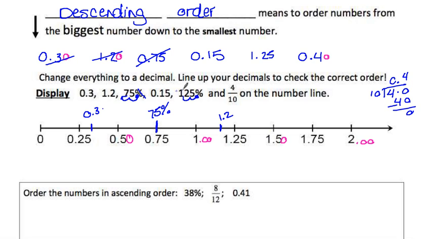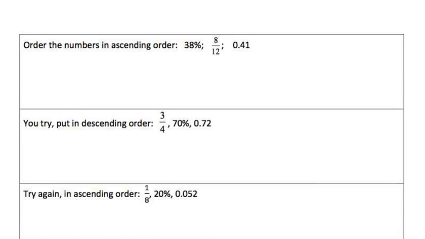0.15 was just 0.15. Where would 0.15 go on this number line? 0.15 would go somewhere down here. 1.25. Well, there's actually a spot on this number line right there. But remember, it was 125%, so put it back in its original form. And then 0.40, where would 0.40 go? Probably about here somewhere. And that was really 4/10. So you can always use a number line to help you, just like we used integers, to place all the numbers in the correct order.